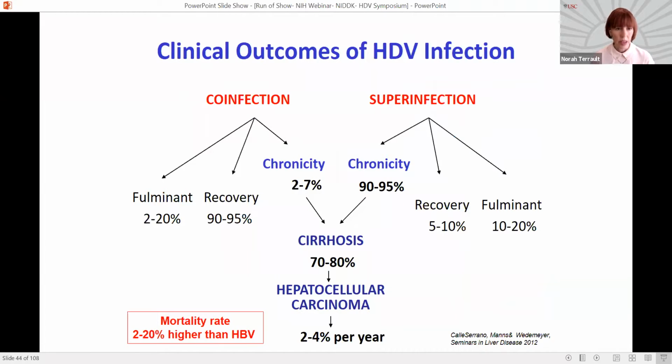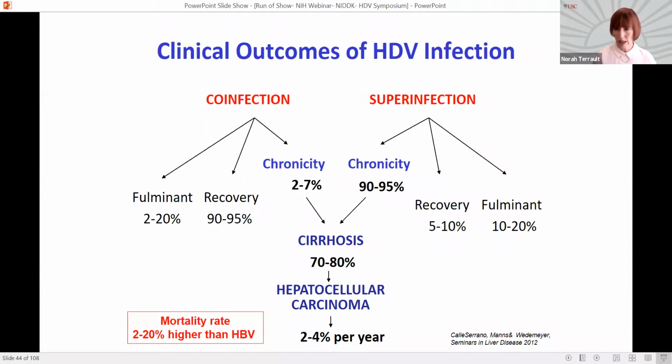So as I mentioned, we really have these two scenarios, and what sets them apart is with co-infection, chronicity rates are low, 2 to 7% is the estimate, versus with superinfection, in which case the chronicity rates are 90 to 95%. And then what I'm going to emphasize now is that those individuals with chronic infection are recognized to be at enhanced risk for cirrhosis and for hepatocellular carcinoma.